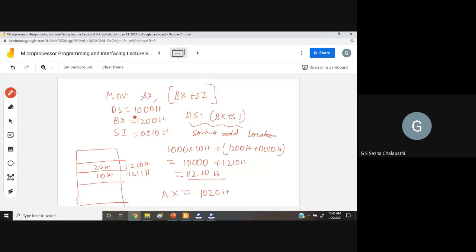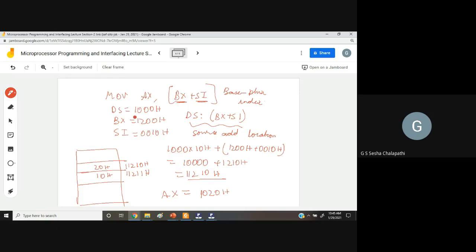Okay, so this is called a base plus index addressing mode. Why is it called so? Because BX will provide the base, and the index will be provided by SI, and that will tell which is the addressing mode. Base plus index addressing mode.